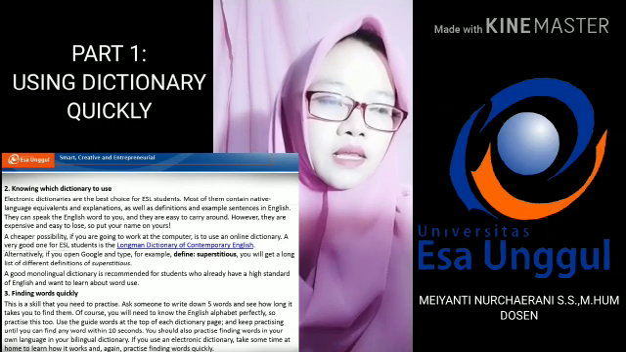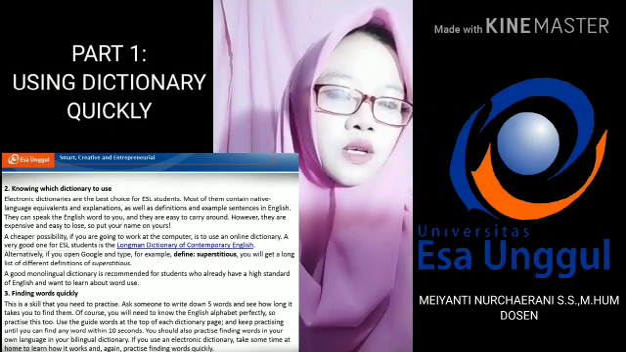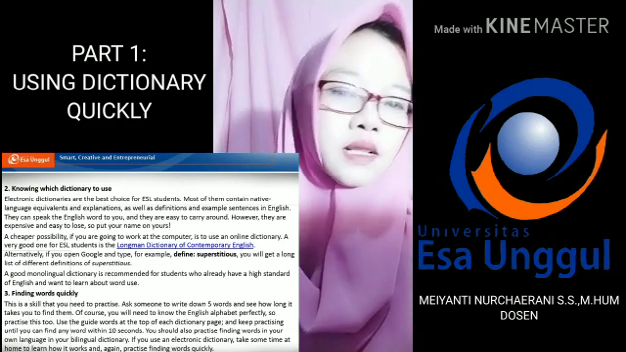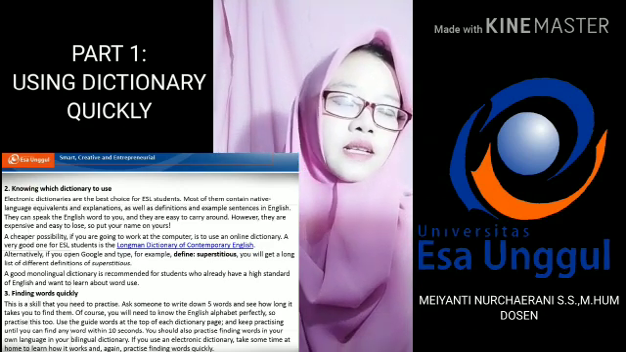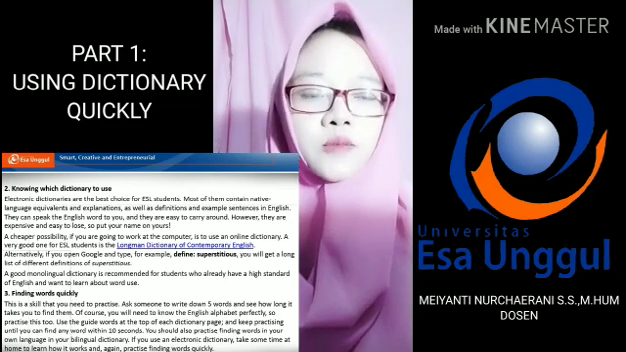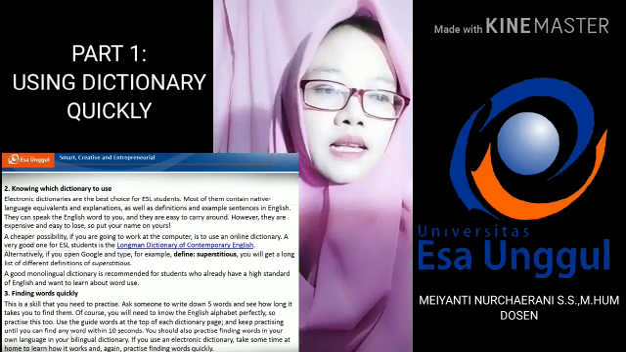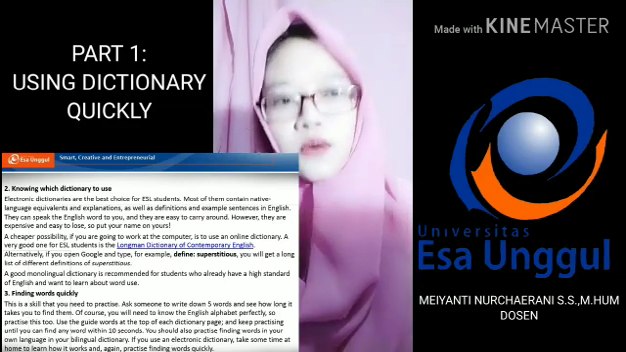You should also practice finding words in your own language in your bilingual dictionary. If you use an electronic dictionary, take some time at home to learn how it works, and again practice finding words quickly.